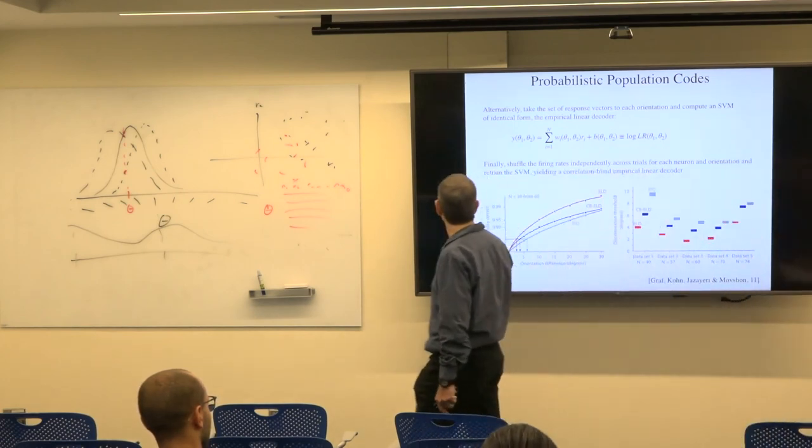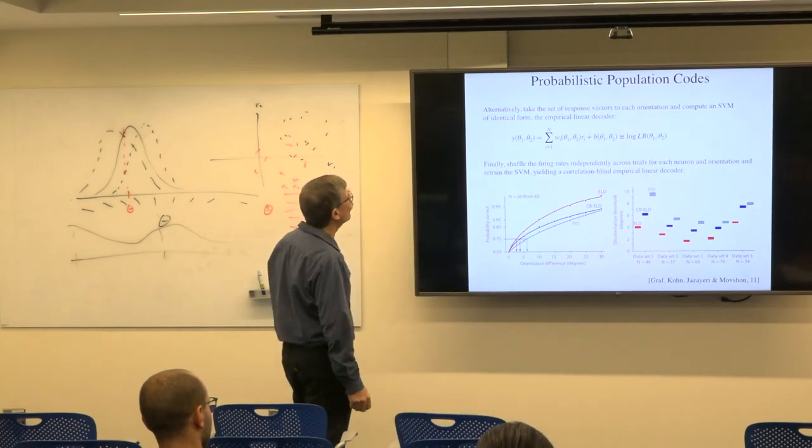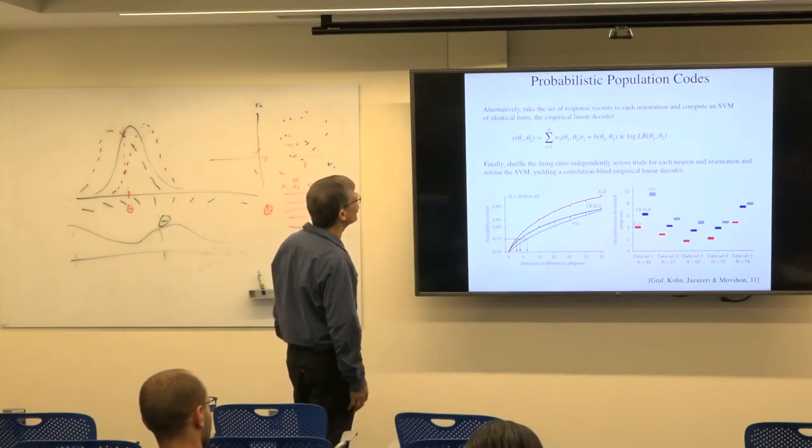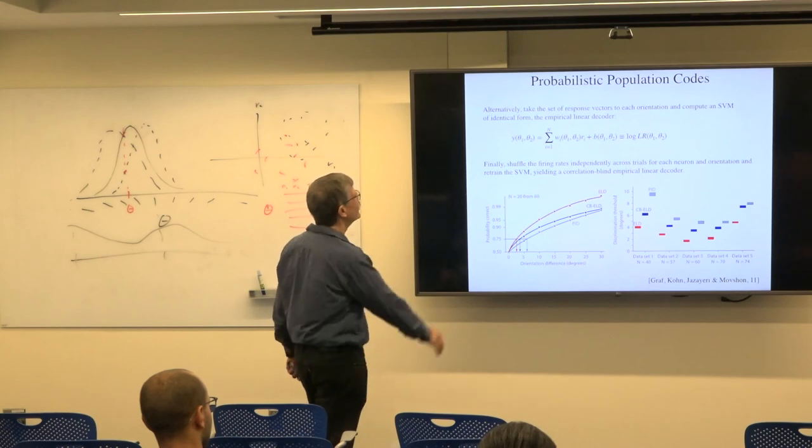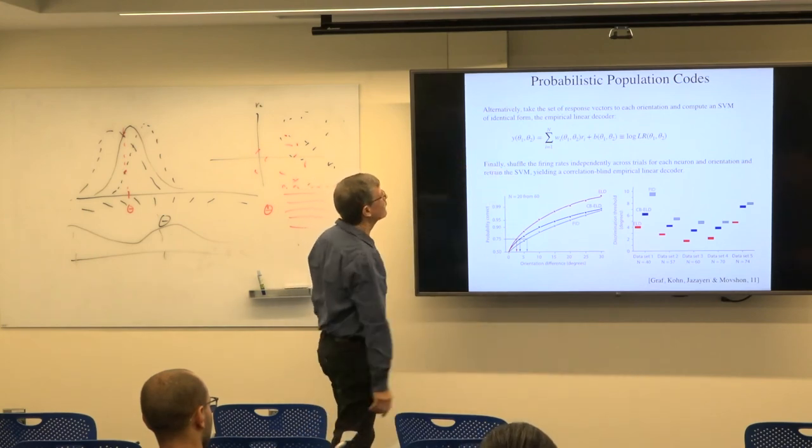Same deal, but now we're going to talk about the discrimination experiment. Oh, I told you about the correlation blind, but I showed you correlation blind in the previous slide. So this was the correlation blind, the shuffling idea. Okay.